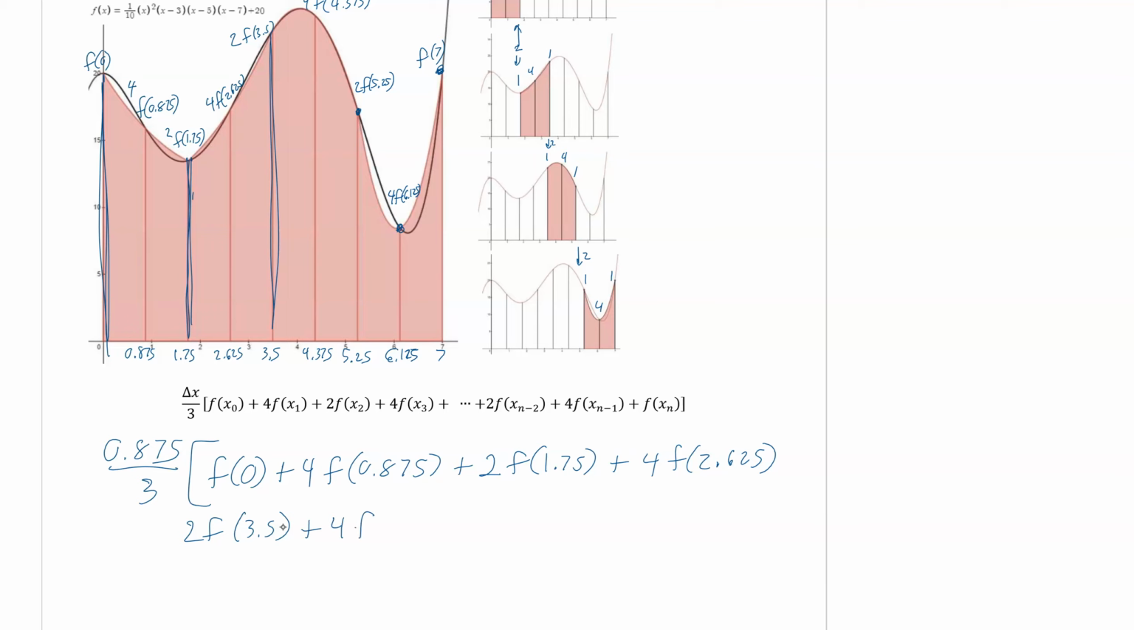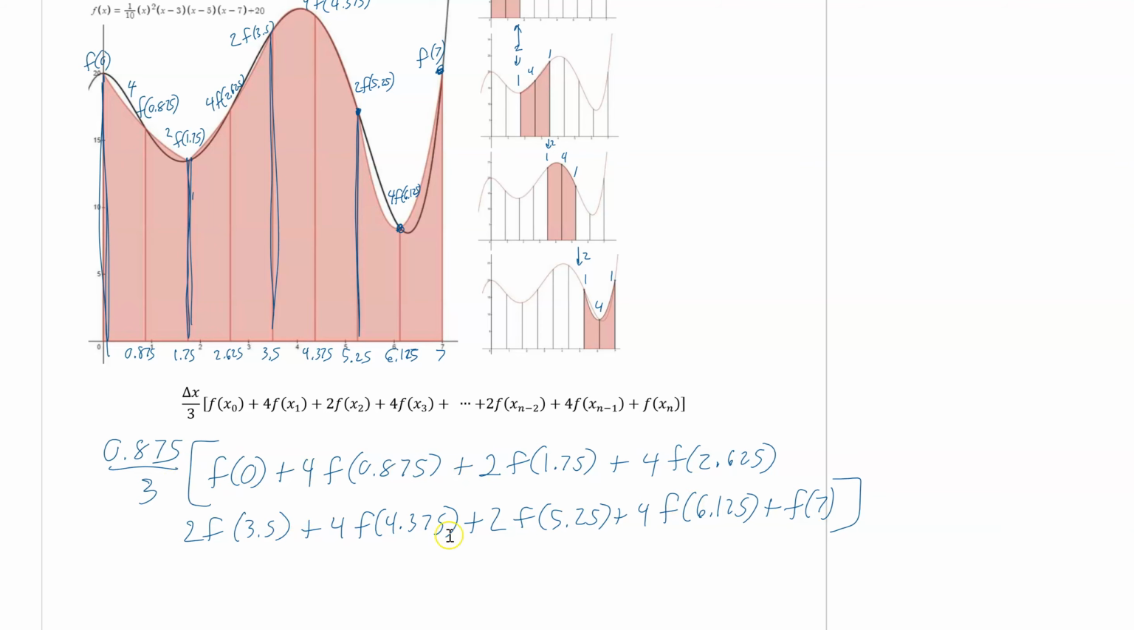And then we get four of the 4.375, and then two, because it's this one, see? The ending point. So 3 points for each parabola starting at the beginning. And then 2, f of 5.25, and then 4 for the f of 6.125, plus, and then finally we end up with the f of 7. And just like trapezoidal, we have 8 subintervals and we have 9 numbers. So we know we're good.